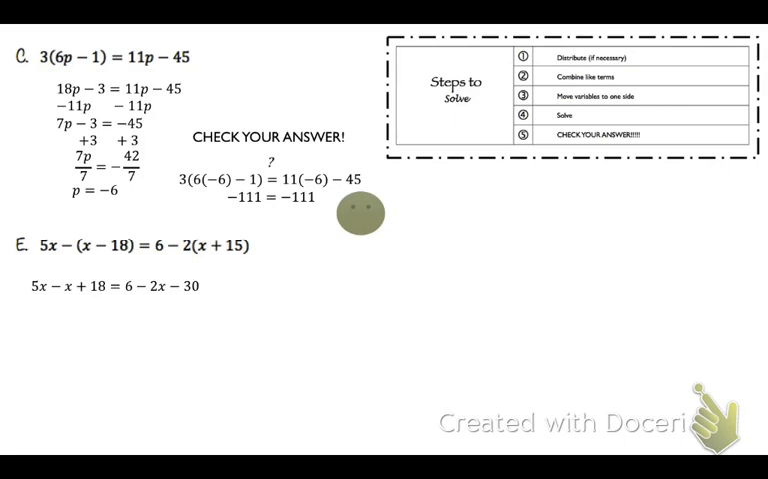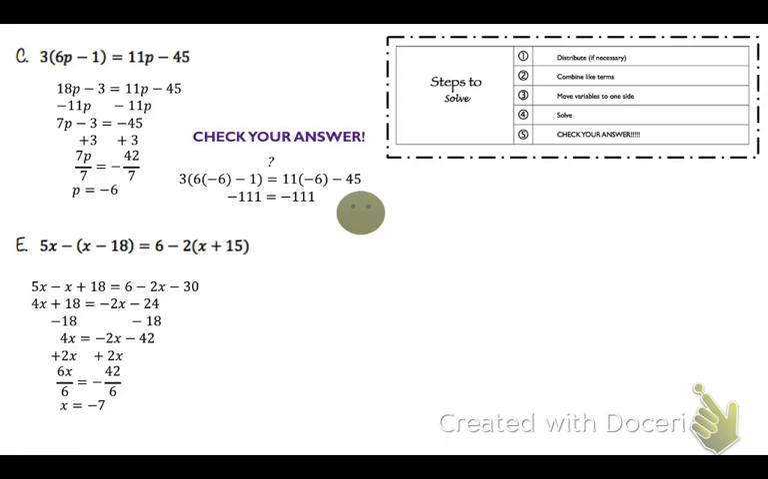Now you're going to combine like terms. So 5x minus x is 4x plus 18. Negative 2x stays, and then 6 minus 30 is negative 24. So to move the variables to one side, or I guess I'm deciding to move the numbers first. So we can move that 18 over, and you get 4x equals negative 2x minus 42, because negative 24 minus 18 is negative 42. Now I'm going to add the 2x over. So I get 6x equals negative 42. Divide by 6, x equals negative 7.